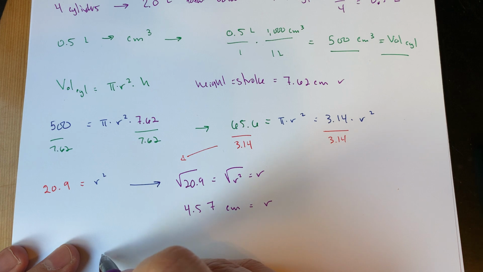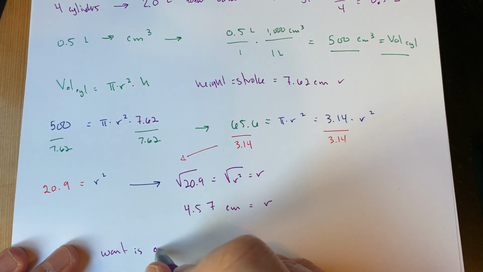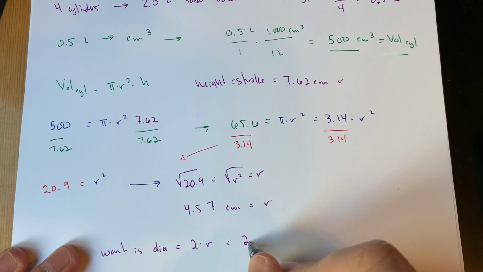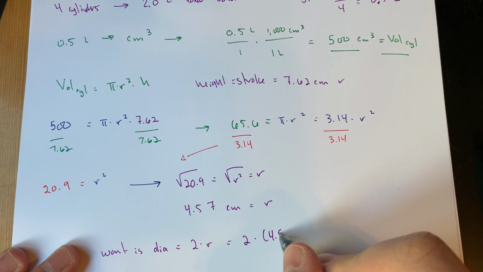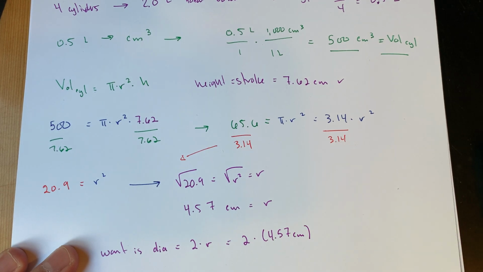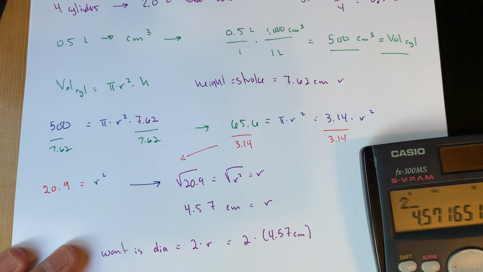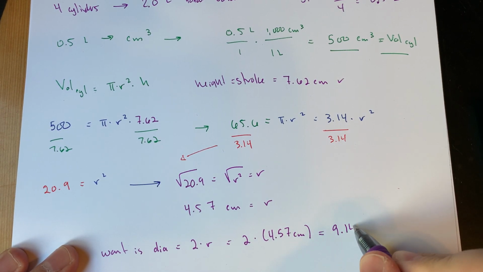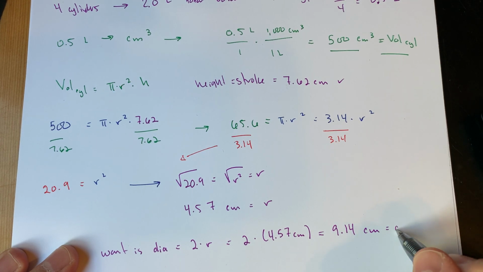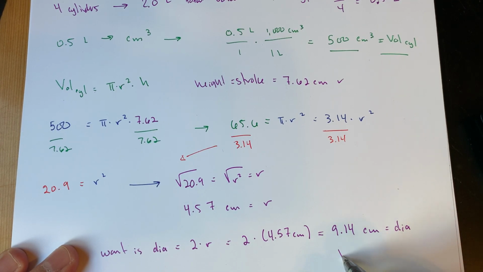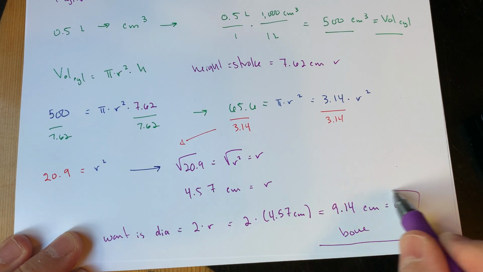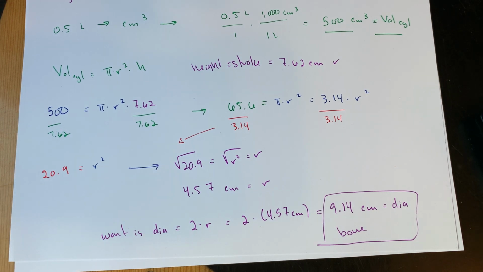What I want is my diameter, which of course is 2 times the radius. So that's 2 times 4.57 centimeters. 2 times 4.57, 9.14. So that's my diameter, which of course, in automotive language, is the bore for the cylinder.